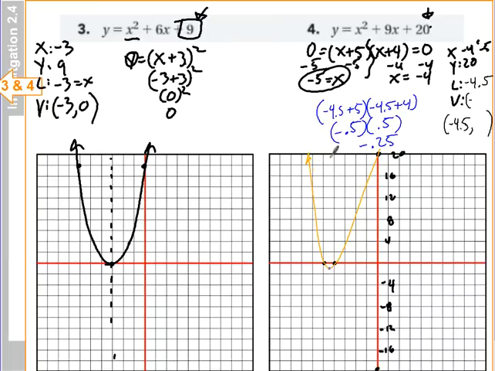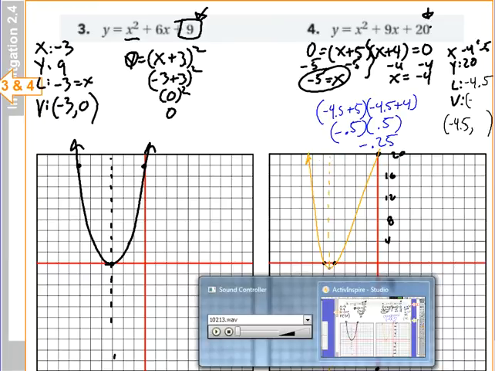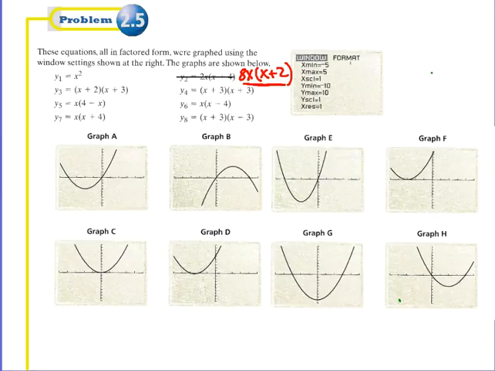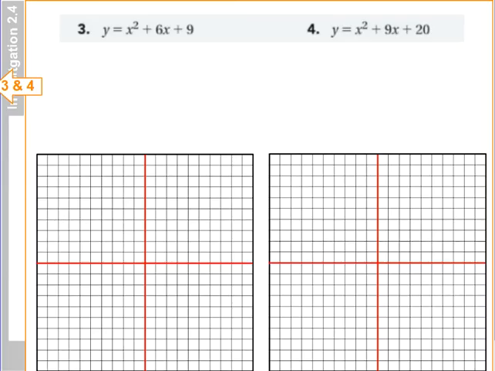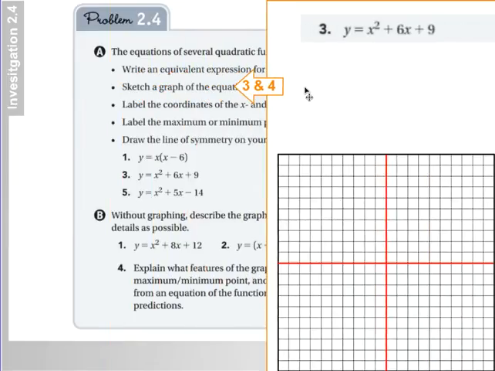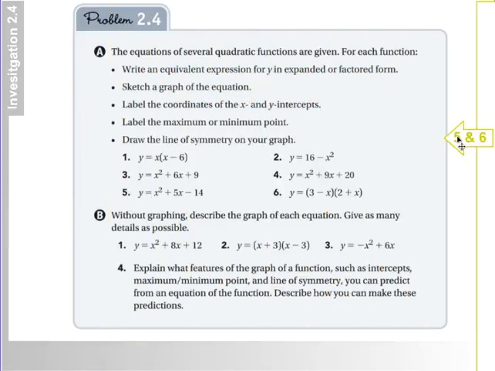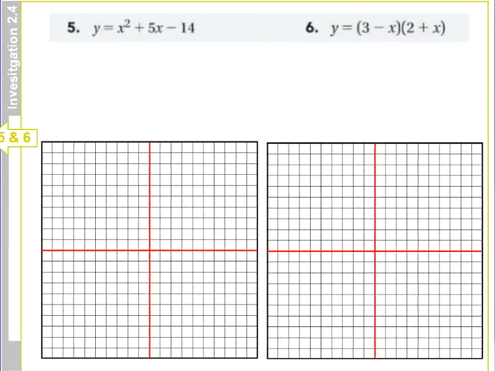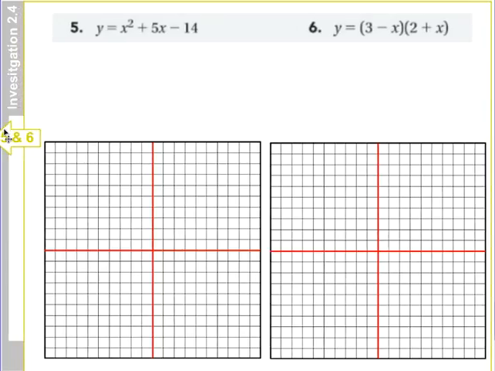And so I can go ahead and draw my parabola. And my line of symmetry. Alright. Finally. Oh, that's not what I want to do. Finally, last one. Sorry about that. Alright, last two.